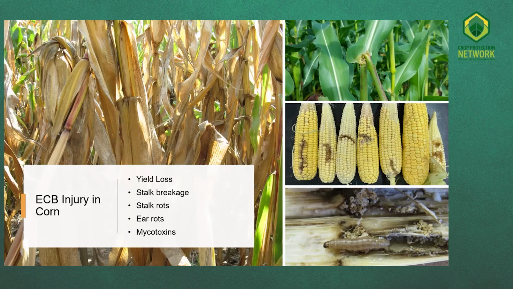The yield loss is around 2 to 6% per plant with 1 larva per plant, from some old research that was done in the Corn Belt. It's interesting, as I mentioned, this corn pest has been around for a long time.